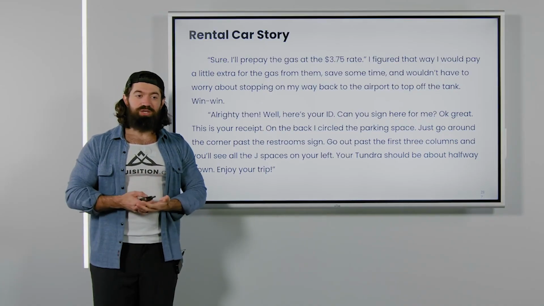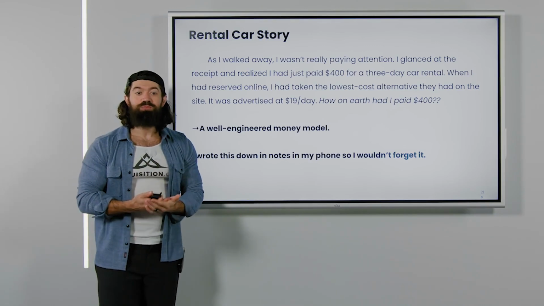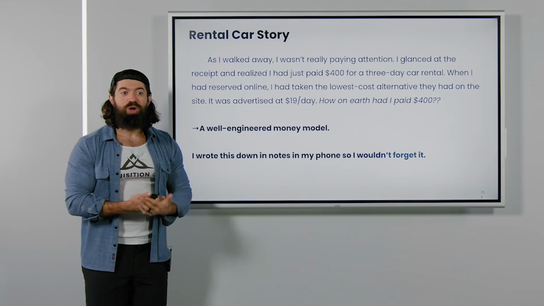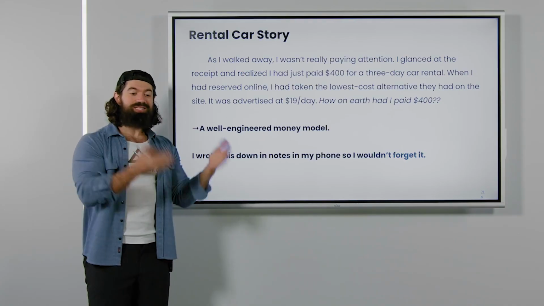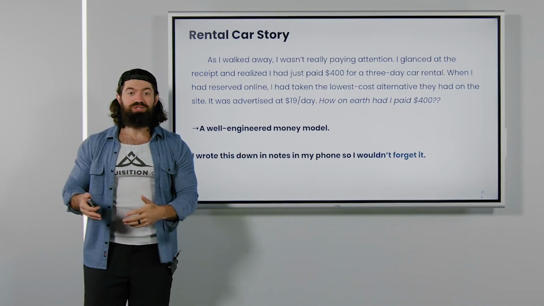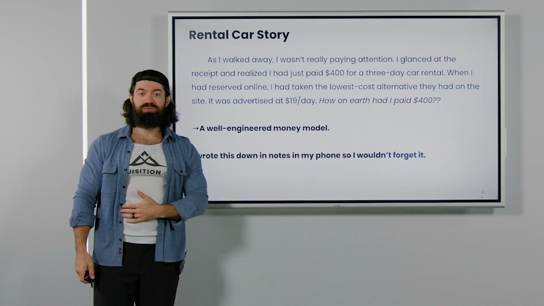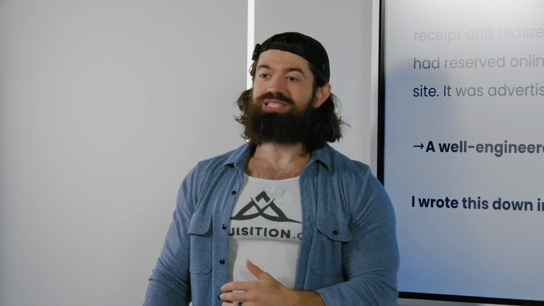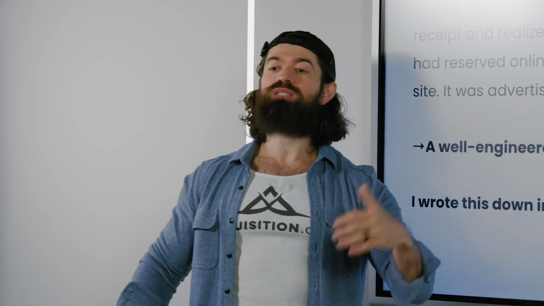And so, mind you, I take my thing, I'm walking away, right? And I look at my receipt, and I just paid $400 for a 3-day rental when I had reserved online for $19 a day. I went from $19 a day to $400. What had just happened? A well-engineered money model. And I remembered that moment, and I was like, I need to write this down. This is the perfect example of what it looks like to create a money model. A series of offers structured sequentially to monetize the customer and provide as much value as humanly possible.